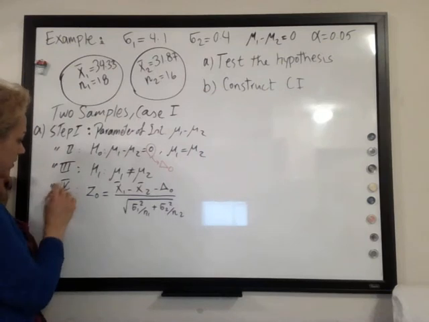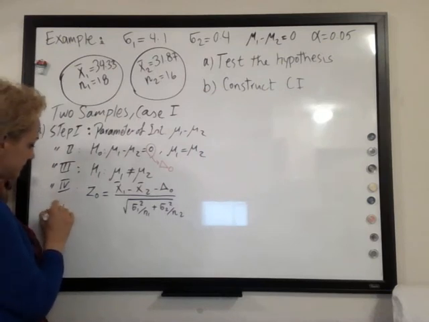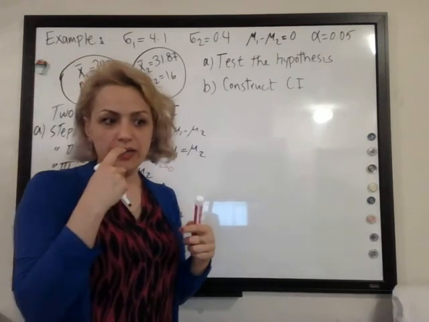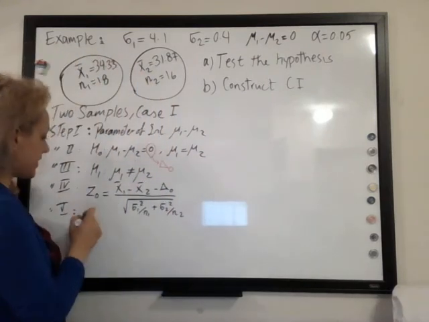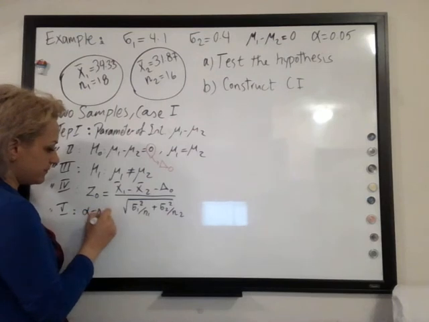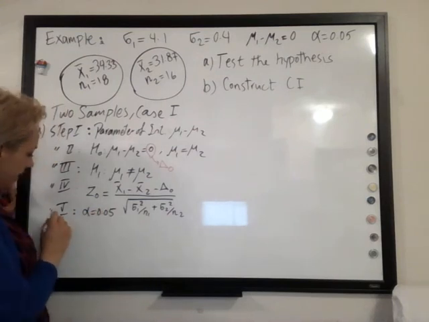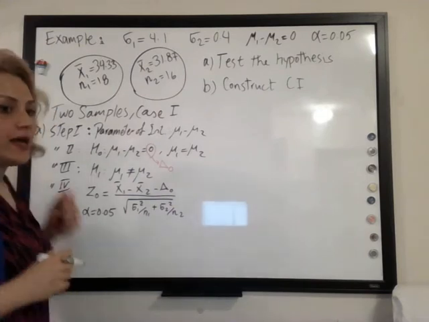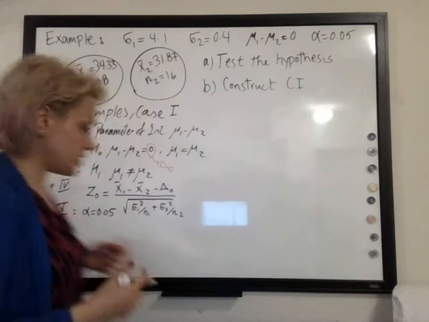Step 4, step 5. You can switch 4 and 5, it doesn't matter. What's the level of significance? So alpha is 5%. Okay. And then step 6 is, tell me what's the rejection region.